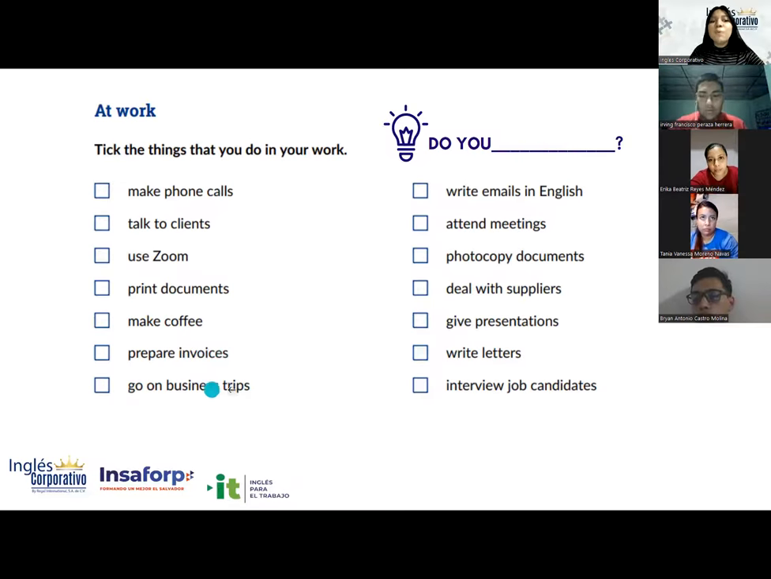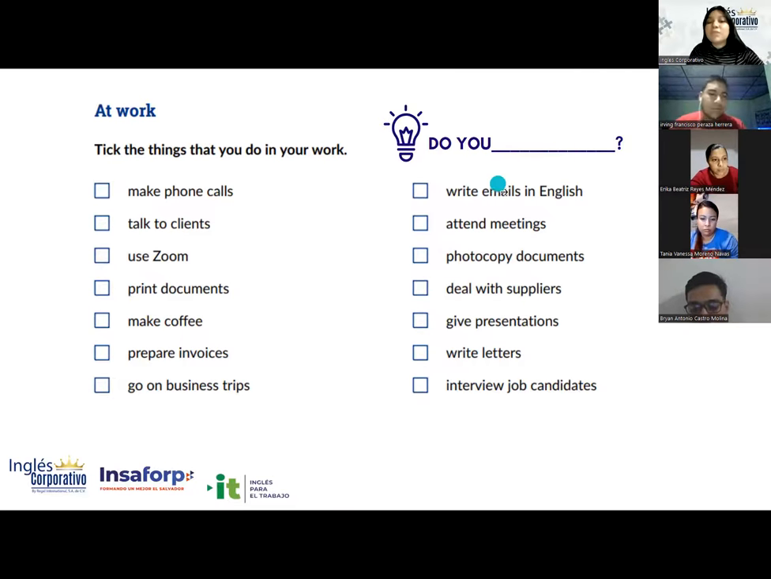So do you go on business trips? Recibos es lo mismo que factura en, al porque bills, factura. Yes. Sí. An invoice, yes. Do you go on business trips? No sé qué es. Okay, so business trips son los viajes de negocio. Do you go on business trips? No, I don't. Okay, and so on.